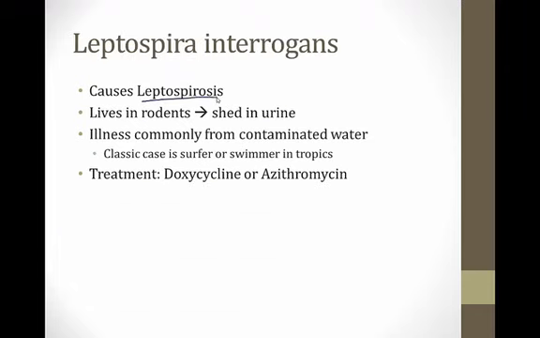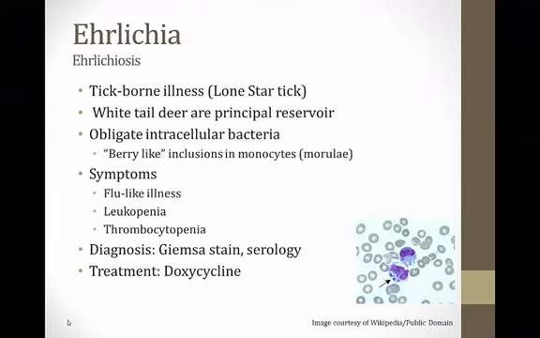Leptospira causes leptospirosis, and I talk about this in more detail in the module on spirochetes. For our purposes here, just know that it lives in rodents and it's shed in the urine. It gets in through scratches in your skin when you swim in contaminated water, so the classic patient is a surfer or swimmer from the tropics, and you can treat it with doxycycline or azithromycin. So that's the last of the zoonotic bacteria that have an animal vector.